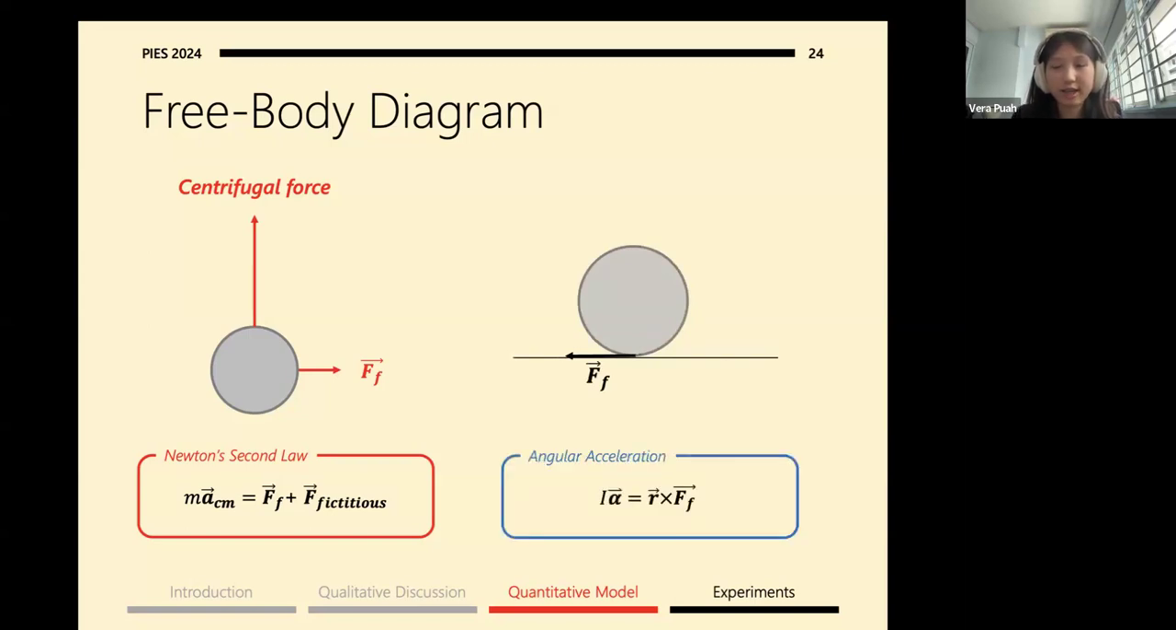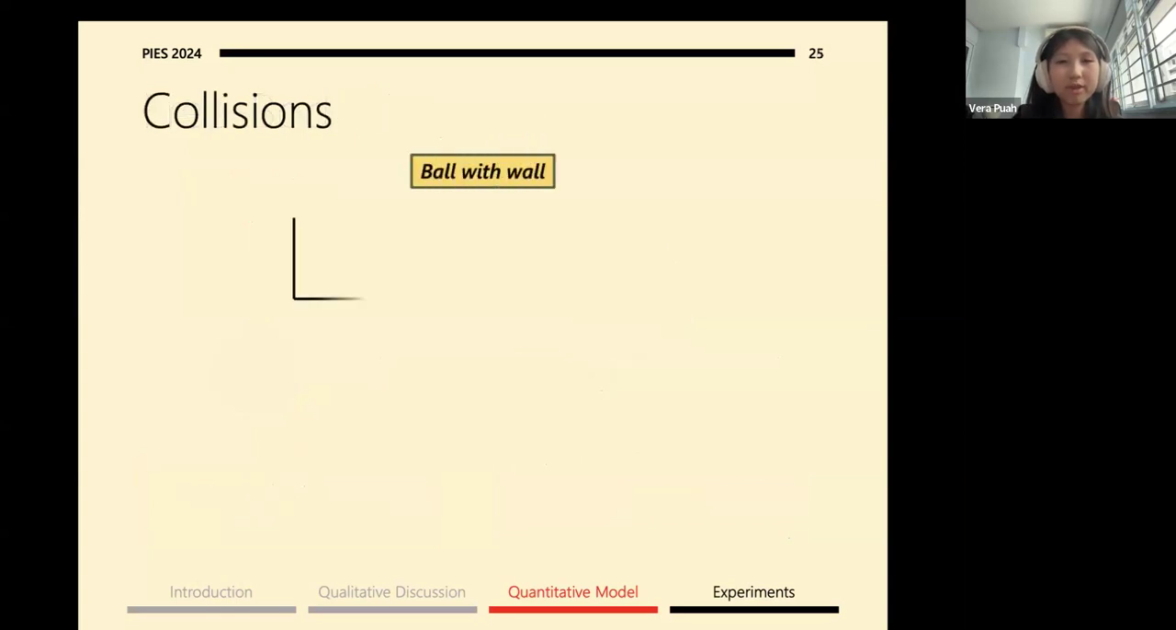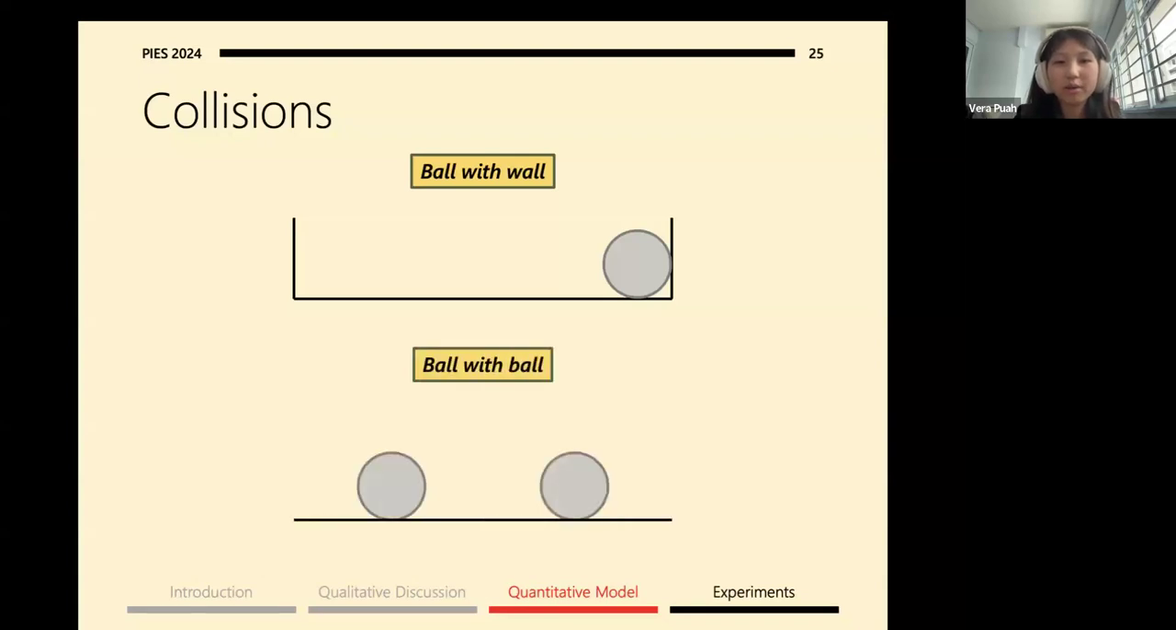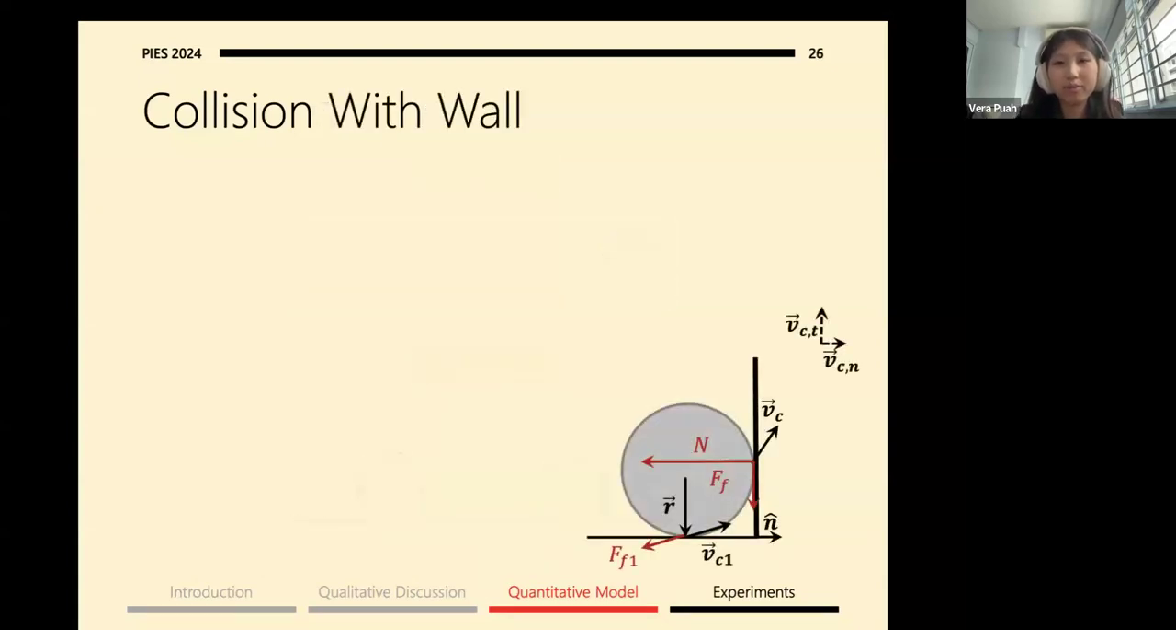And if we look at the side view, we want to look at how the ball is spinning. So we do the exact same thing with the rotational analog of Newton's second law, and this is how we obtain the angular acceleration for the rolling ball. When it comes to the collisions, there are two collisions we need to take note of: the ball with the wall and the ball with another ball. For the collisions with the wall, we can compute the impulses as those due to the normal force, friction, as well as friction along the ground.